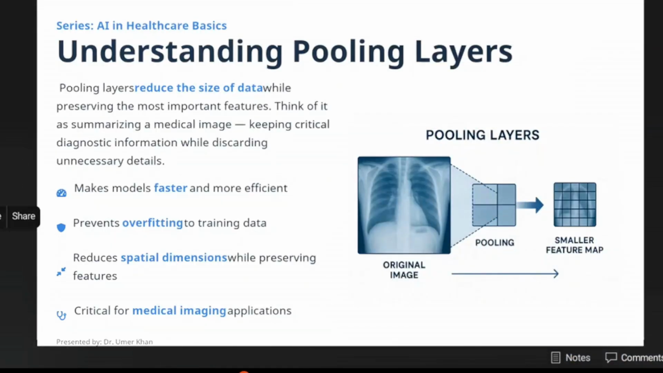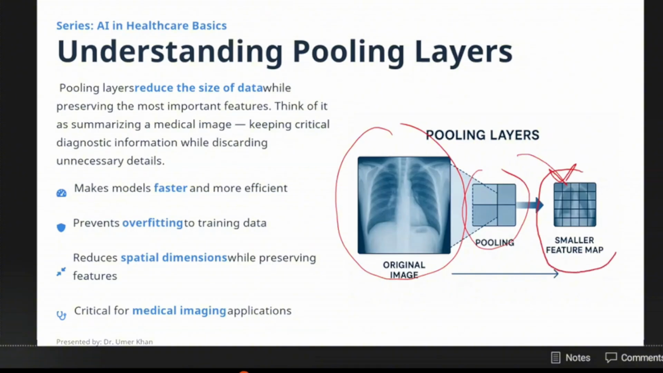So now, pooling layers in convolutional neural networks (CNNs) do something very similar for images. They basically help the computer summarize the information it extracts from an image, focusing on the most important features and discarding the less important ones. For example, if you look over here, this is the original image, and after pooling, it converts it into a smaller feature map or image that basically has all the information that you need to read that image.